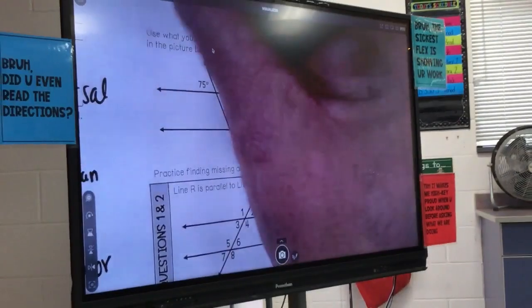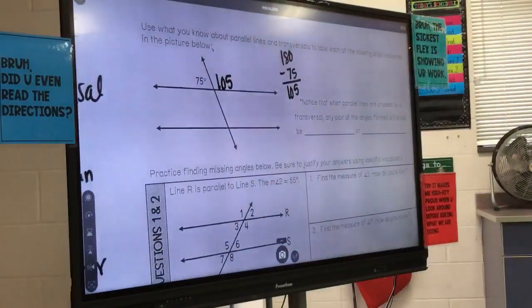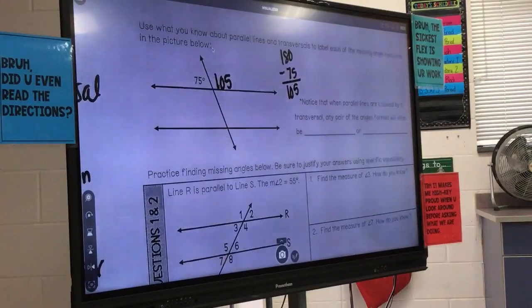105. All right, so 75 is on the left, 105 is on the right.